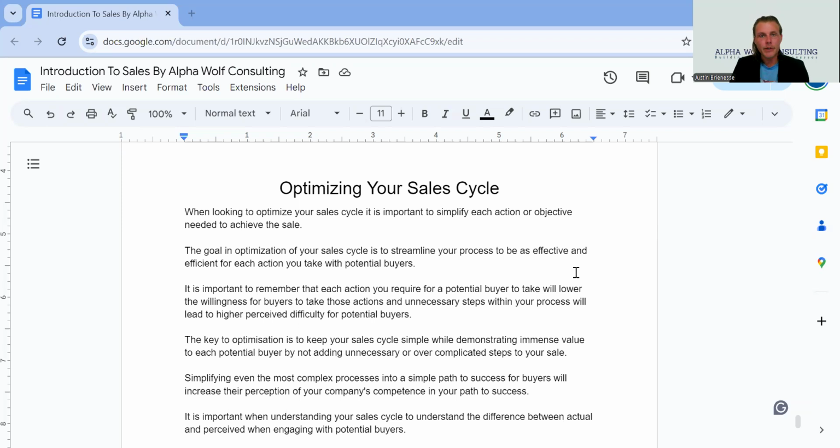So if you remember, in the last two lessons, we've been talking about sales cycles. So we understand what a sales cycle is. A sales cycle is all the little interactions and engagements and tasks or touch points that we have to do to basically achieve a sale.